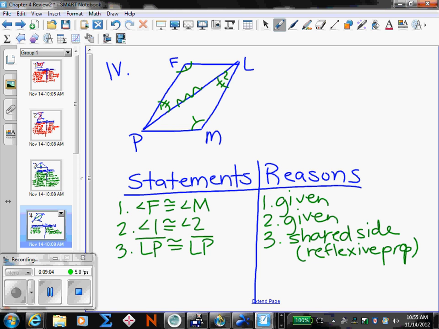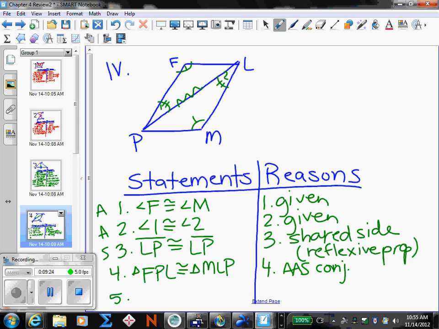So then I can say that there's my three parts already. So I can say triangle FPL is congruent to triangle MLP by the angle side conjecture. That's not what I'm trying to prove. So then I need to say FP is congruent to ML by CPCTC.